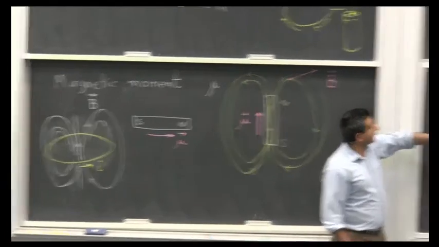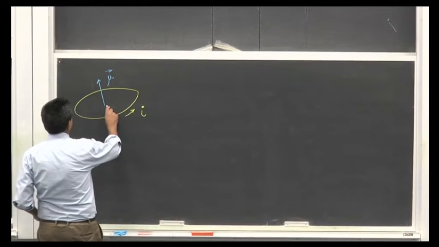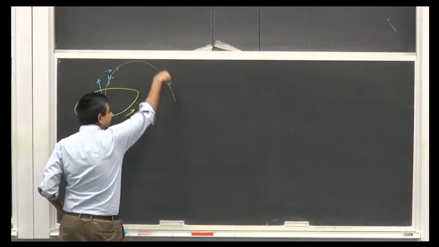See, the magnetic moment always has this direction, but the magnetic field could point in different directions. So here the magnetic field points like this, here it points like this, here it points downwards actually.